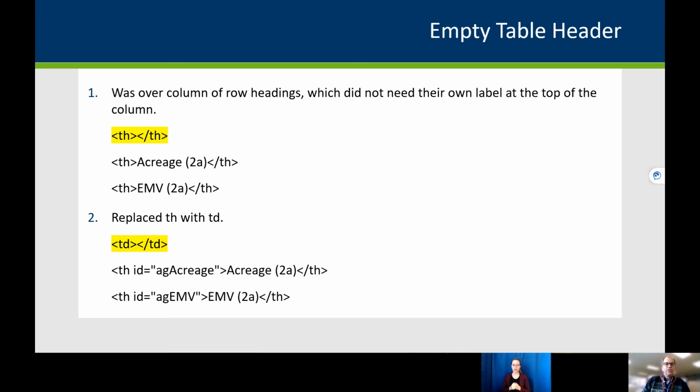Empty table header. Now, this was over a column of row headings which did not need their own label at the top of the column. So we'd get an error for this empty table header element. We replaced the table header with a TD element, table data element, and that can be blank, and that is the recommended practice for column headings that are over a column that consists strictly of row headings.